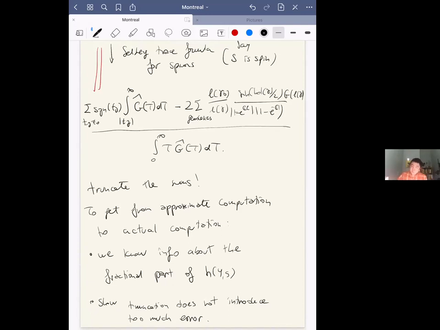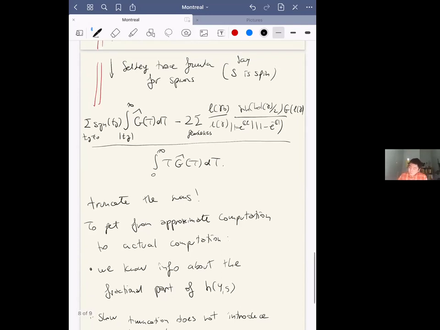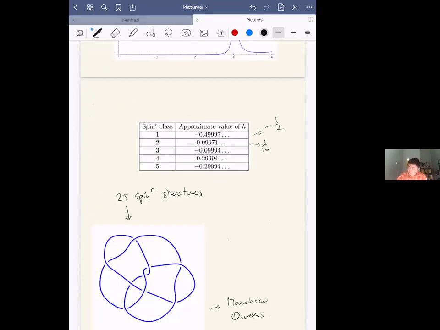So this infinite sum, again, we go to a finite sum. And then from here, using topology, you get the final computation, using the fact that we know the fractional parts, and that gives you a proof of the computation of these Frøyshov invariants. And I think this is where I'll stop.